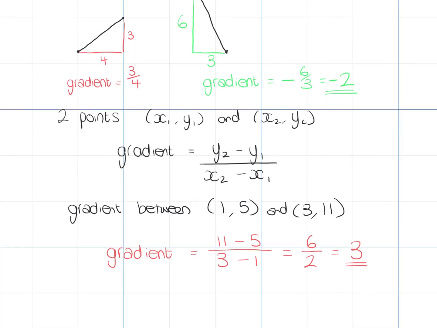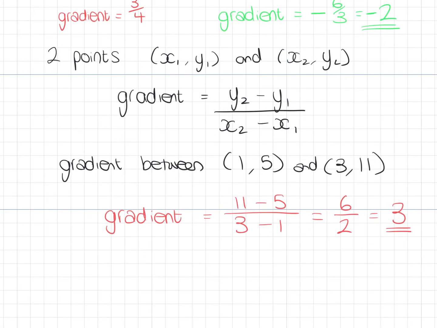If you've got a picture, we do it with the height and the width dividing. If we've got 2 points, we use this formula and we just subtract y minus y, x minus x.